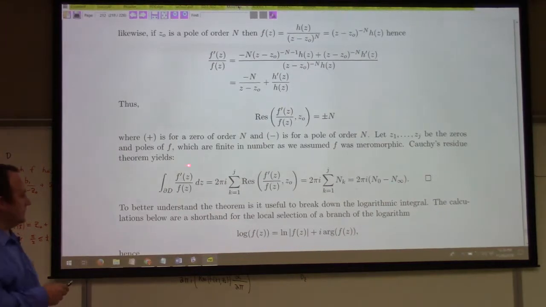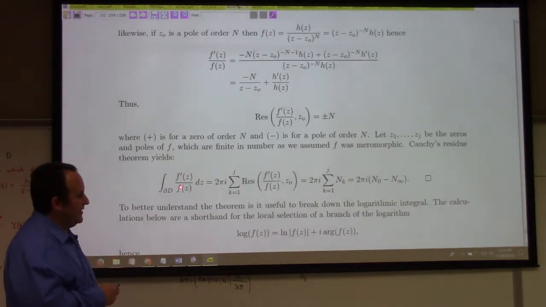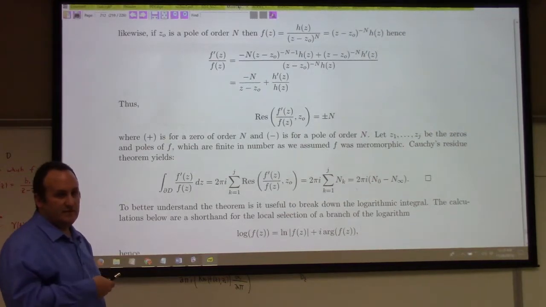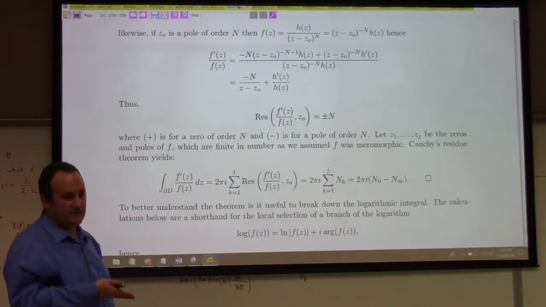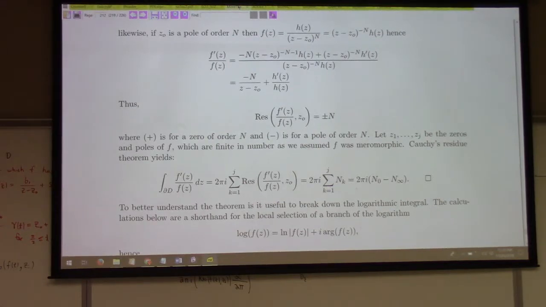To calculate the integral over the boundary of D, we take 2 pi i times the sum of the residues. But the residues inside consist precisely of where f either has a zero or a pole. And those are exactly n sub k, either positive or negative, depending on whether it's a zero or a pole. And this is just the labeling. We're saying n sub naught is the total number of zeros counting multiplicity, and n sub infinity is the total number of poles counting multiplicity. It's like a double pole gives you n infinity equal to 2. If you had a pole of order 2, and 3 poles of order 1, then your n infinity would be what?